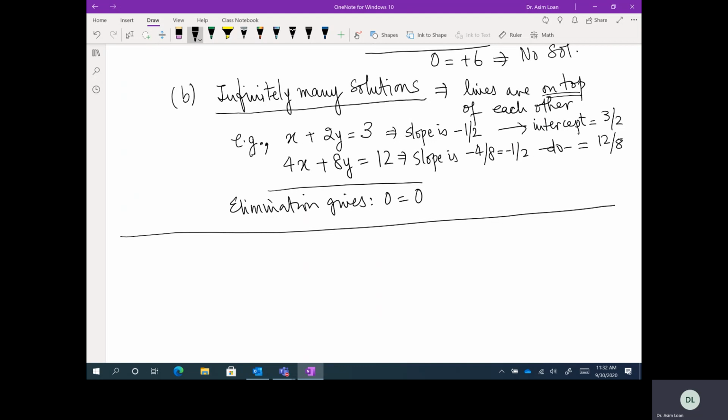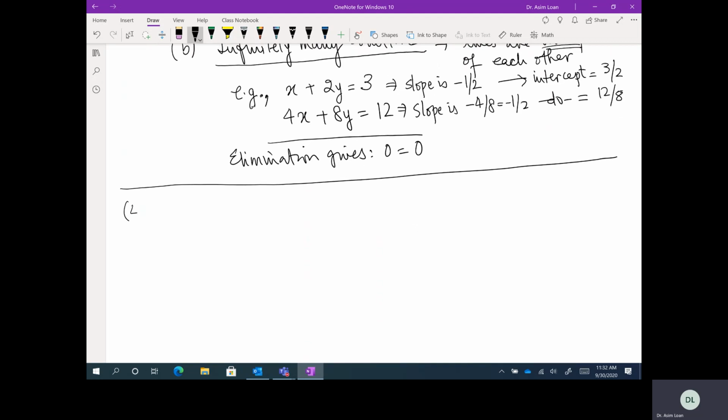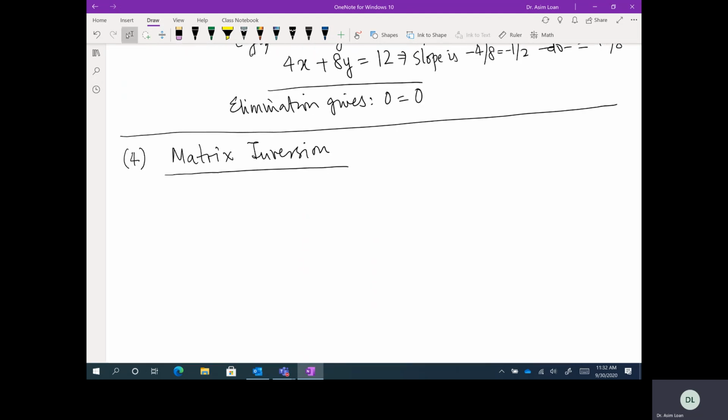Okay, so let's go back to our fourth case. The fourth and the last approach is matrix inversion, which is never advised. So you should never do matrix inversion because you don't know whether the inverse will exist or not. And if the matrix is ill-conditioned, then you have another problem. So again, our equation is x plus 2y equals 3, 4x plus 5y equals 6.